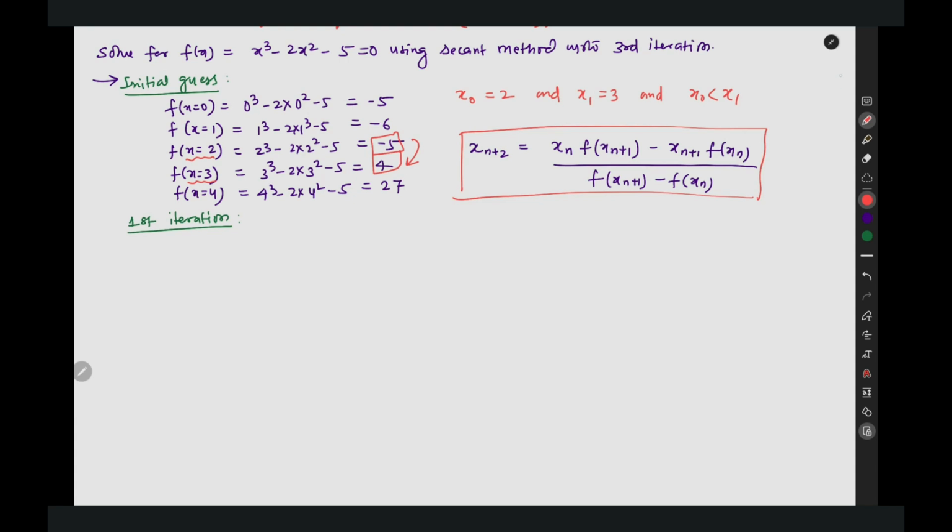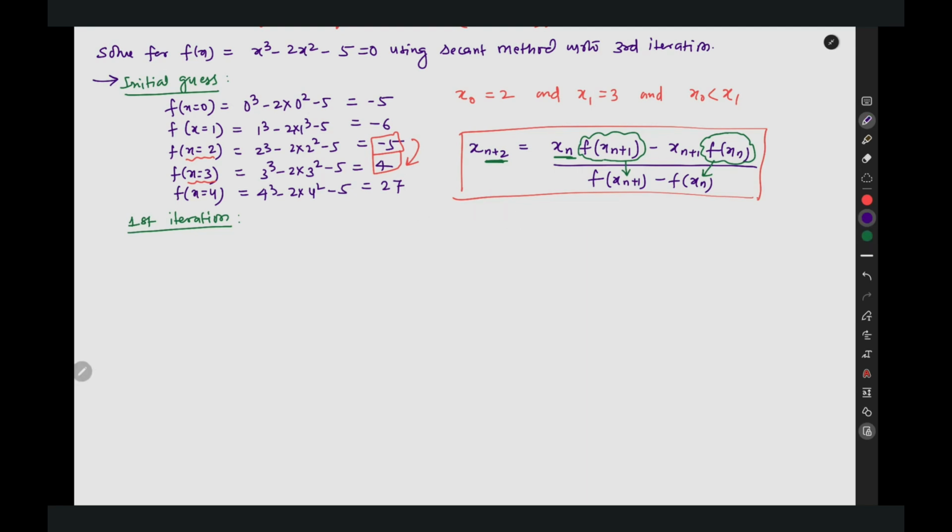To remember this formula, we have to notice that for n plus 2, we will start from xn. Similarly, if we want to calculate xn plus 3, then we will write minus 2, that is xn plus 1. If we have to calculate n plus 4, then we will write xn plus 2 and the rest like this. Then we can see this value and this value are directly put here. Now you can easily remember this formula.